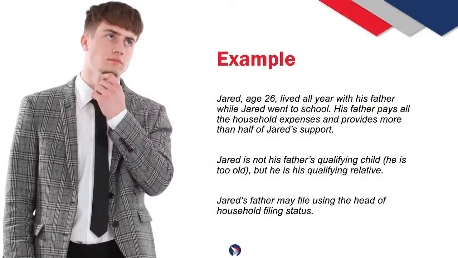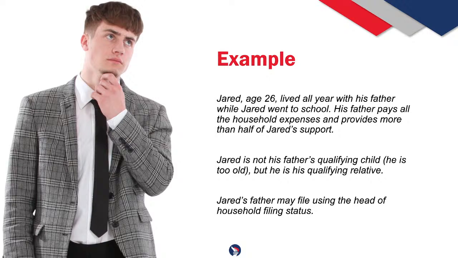So Jared's 26, lived all year with his father while Jared went to school. His father pays all the household expenses, provides more than half of Jared's support. Jared is not his father's qualifying child because he's too old, but he still is his qualifying relative. In this case, they're also related. It's his son. Jared's father may use the head of household filing status. So like we said, he's aged out. He's a qualifying relative, not a qualifying child in this case, but we're still related.